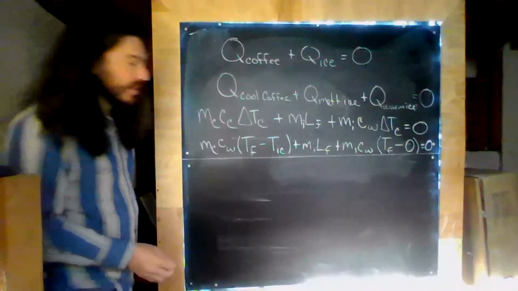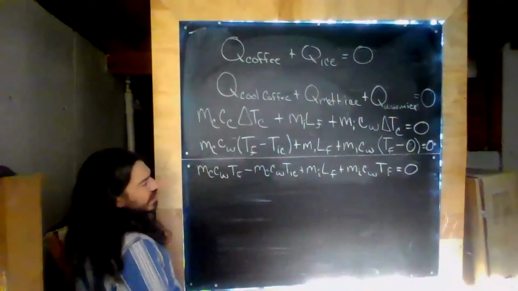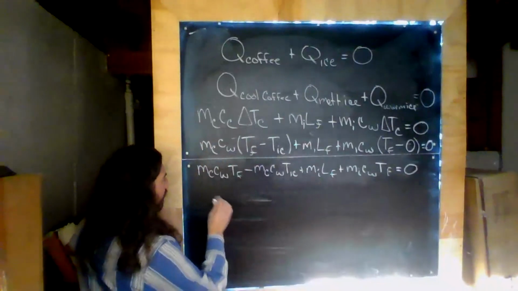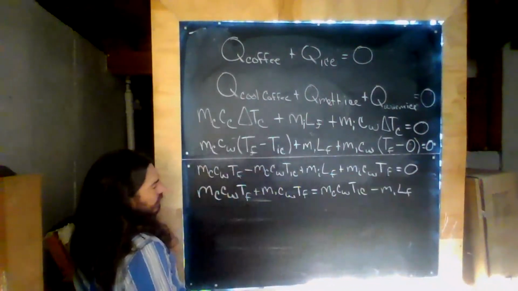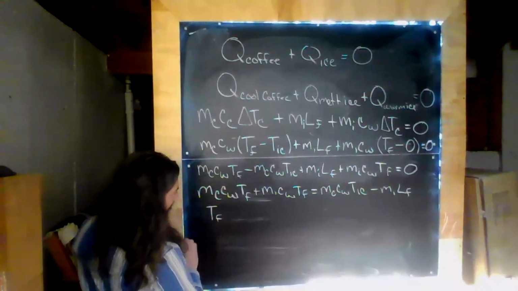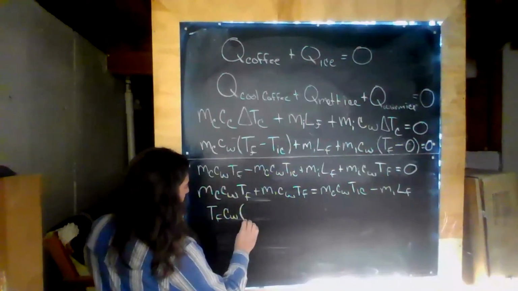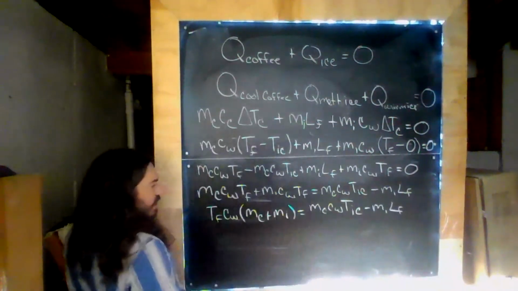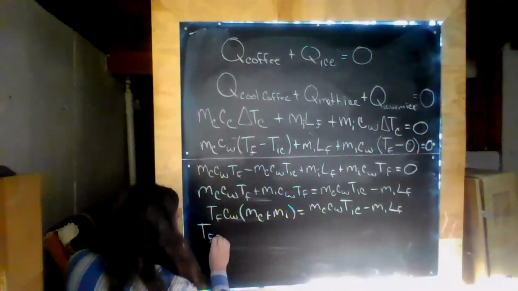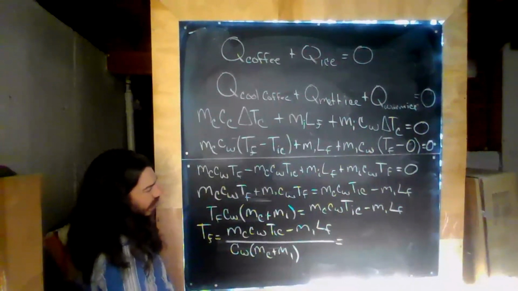First thing I want to do is get rid of my parentheses. Now I should get everything with a T final on one side, everything without a T final goes on the other side. Factor out my T final and divide by the leftovers. Oh heck, I've got a mass of water I could factor out too, huh? Now I'll divide by the leftovers and I'll have an equation. Okay. Now I can plug in my numbers.